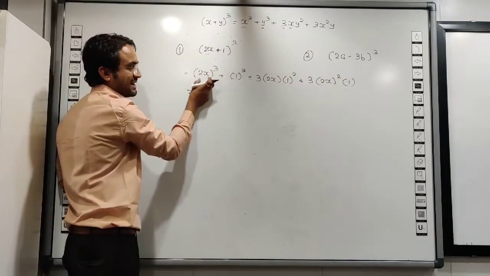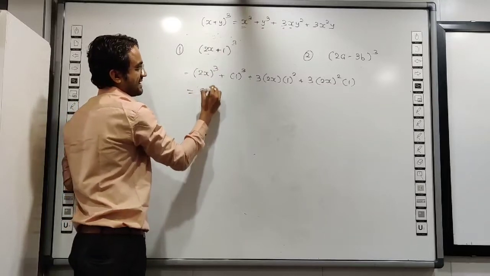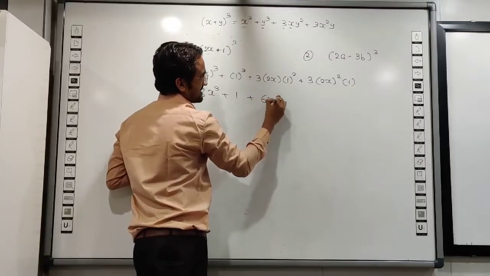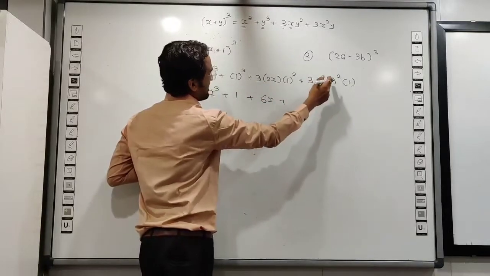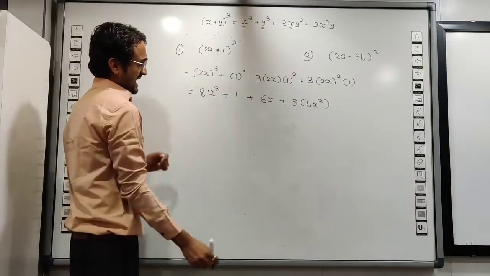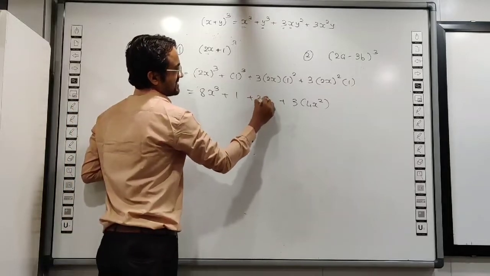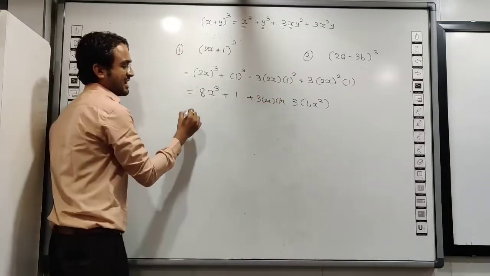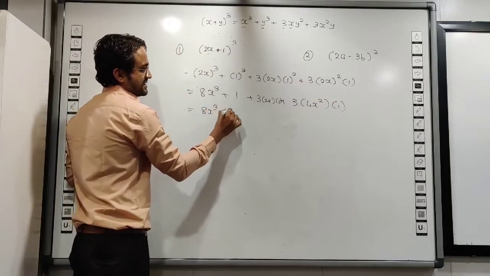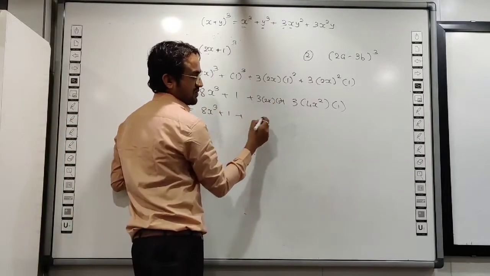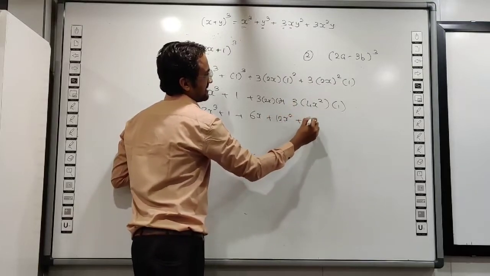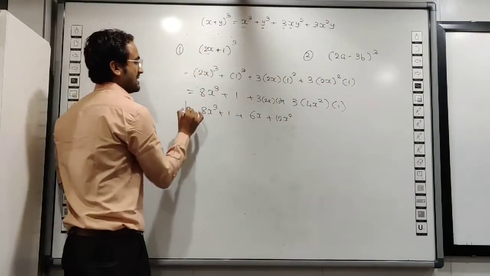So how can I write the answer? 2 cube. This cube will apply to this both. 2 cube means 8x cube. Plus 1. 3 2s are 6x. Here 3 2s. This square will apply to this. So 2 squared is 4x square. Right? If I write like this, it will be easy for you. Now if I multiply this, 8x cube plus 1. 3 2s are 6, 6 into 1, 6x. 3 4s are 12x square. Right? So this one is your answer.